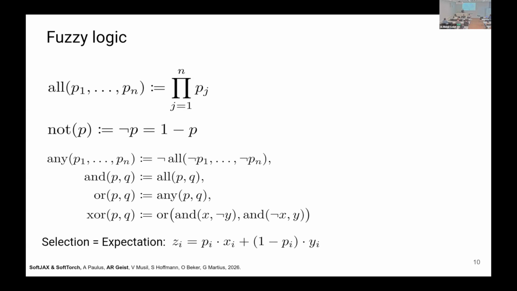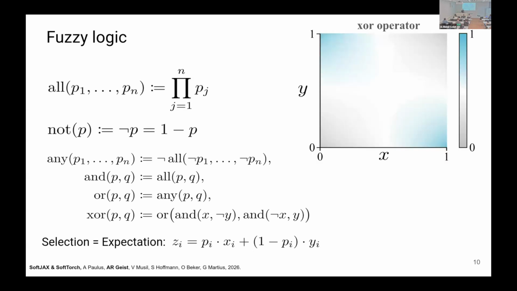And if you want to compute a value under two different probabilities, so p_i is governed by x_i and y_i by 1 minus p_i, you essentially just compute an expectation. So this selection operator between two element-wise array values becomes an expectation. Here's an example of how XOR looks. Now this discrete logic operator is a smooth function. And of course, you could apply straight-through estimation on top to have the discrete logic in the forward pass and the smooth gradients in the backward pass.